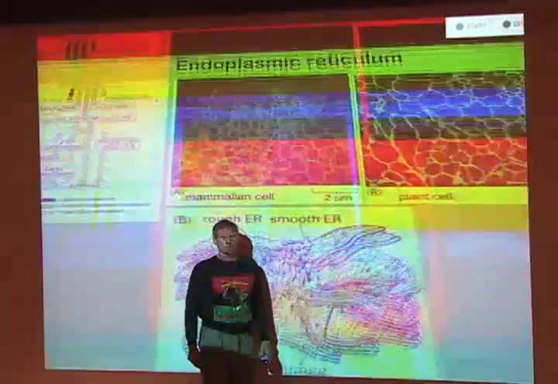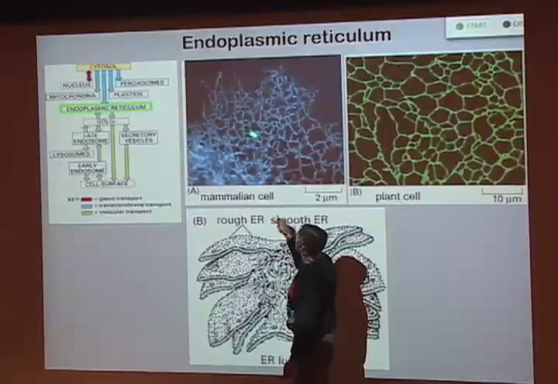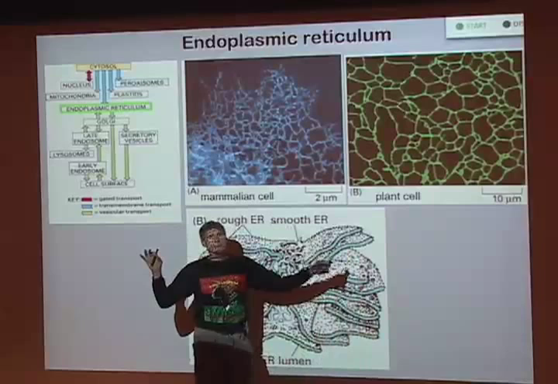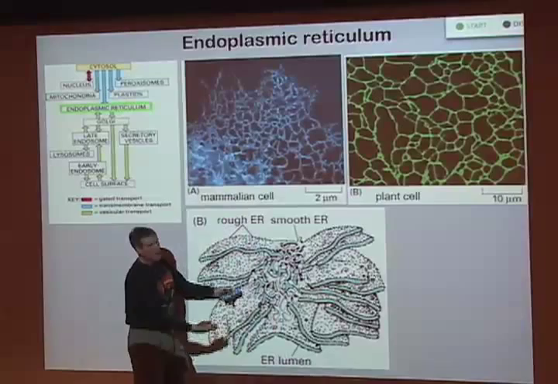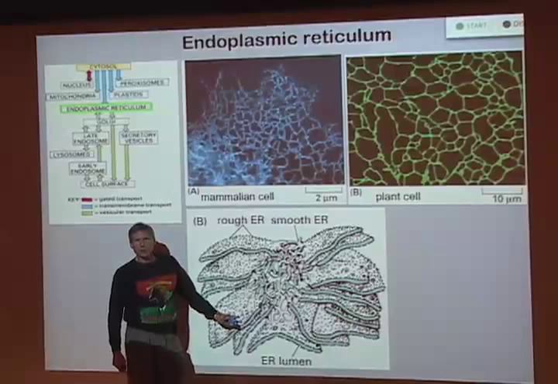Let's talk about the endoplasmic reticulum next. The endoplasmic reticulum is a network of membranes throughout the cell. Plants, animals, any eukaryotic cell has a vast network of membrane, and it's both rough and smooth. Rough means it has ribosomes on it. Looks rough. Smooth means it doesn't. Lipid synthesis occurs in the smooth ER, and protein translation for proteins going into the ER occurs in the rough.